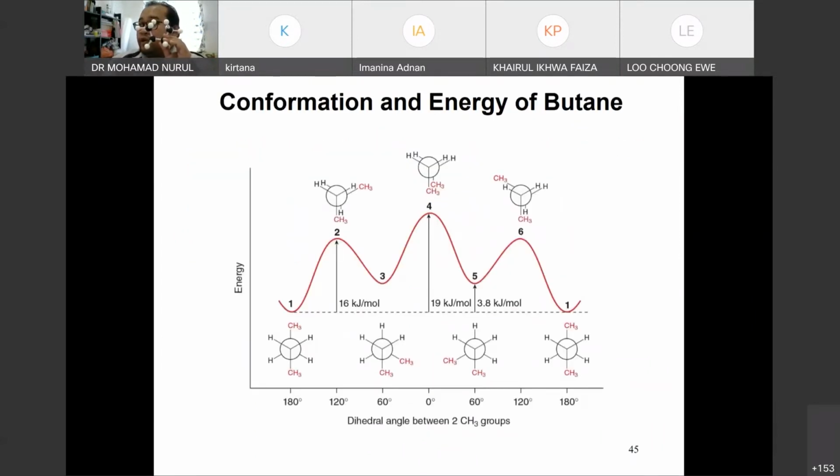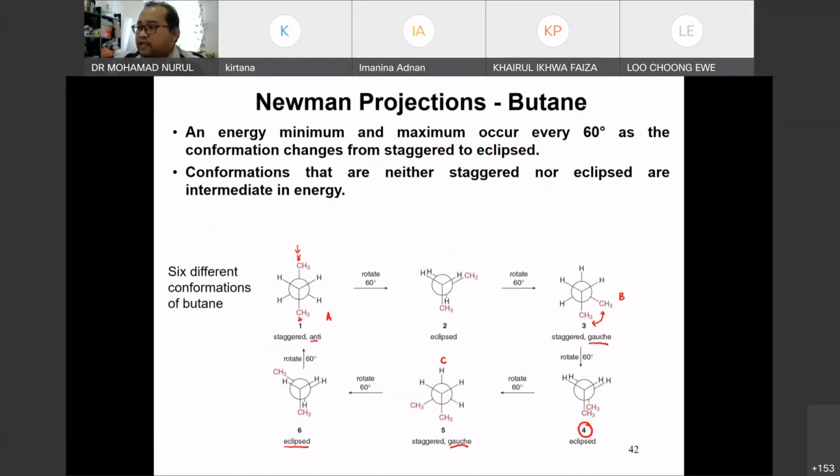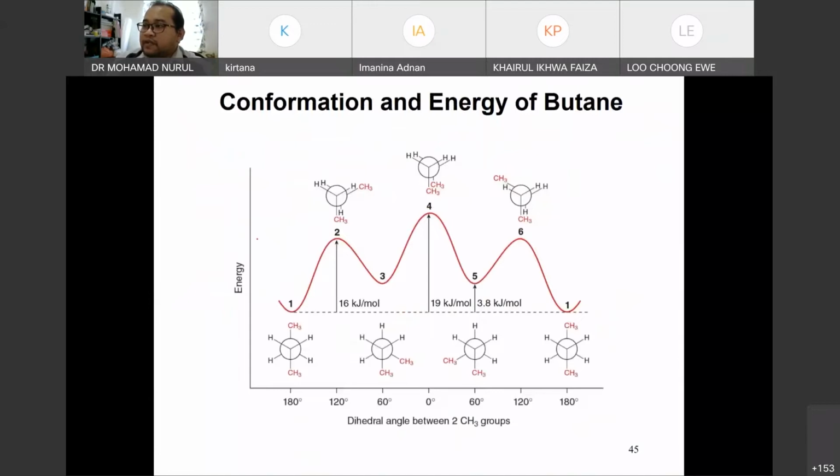So for the conformation of energy of butane, we have 6 conformers, and we can align them with the energy diagram here. So we know that we have staggered and also eclipsed.